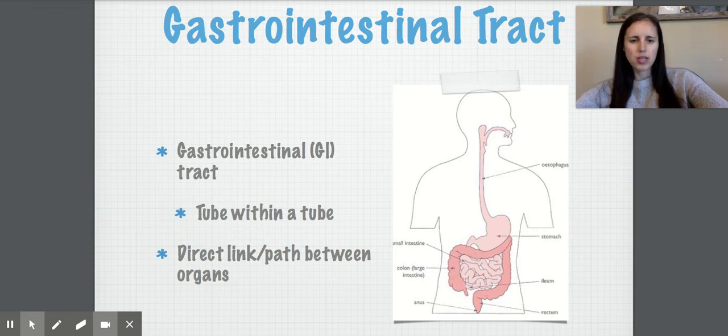So we do separate them into different sections. We're going to talk about the esophagus, the stomach, and the small and the large intestine. Really though, these are all connected and they're just separated by small sphincters that make sure that food doesn't back up. So your gastrointestinal tract is actually a tube within a tube, a direct link between organs.